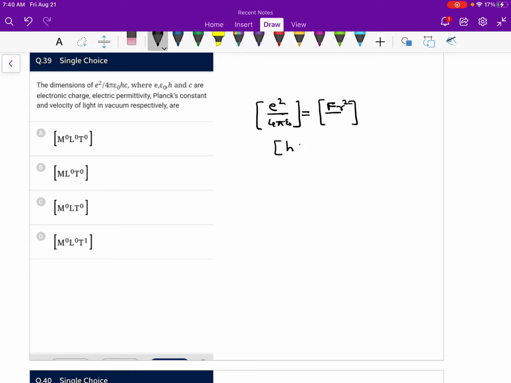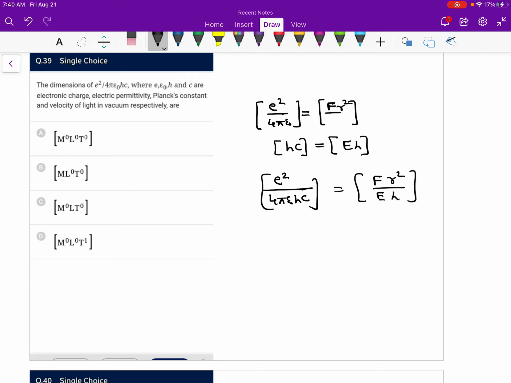And dimension of hc by lambda is E. So dimension of hc is energy into lambda. So now e square upon 4 pi epsilon naught hc dimension is dimension of force into distance square, divided by dimension of energy into wavelength. So this is F L cube, and this is F L square, sorry, and this is F L square. So dimensionless, M0 L0 T0. So dimensionless.